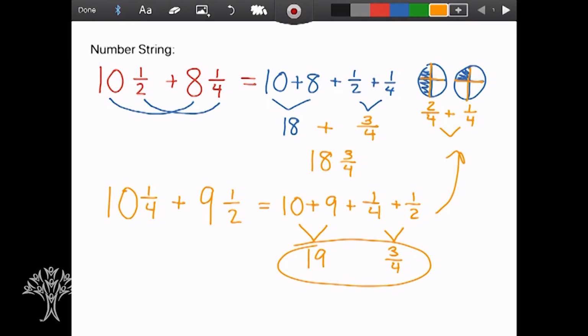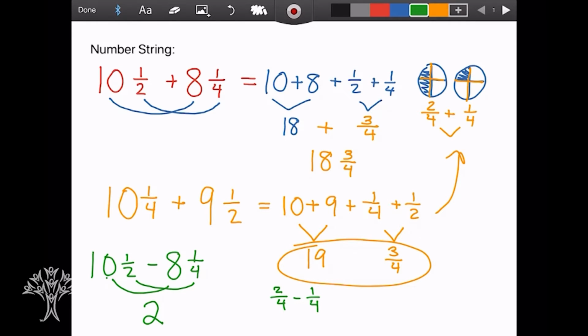Now you can use these same strategies for subtraction with mixed numbers too. So if you had a problem such as 10 and 1/2 minus 8 and 1/4, let's subtract the 10 and the 8. So 10 take away 8, I get 2. And then 1/2 take away 1/4, what would that be? Think about how many fourths are in a half. That's like going 2/4 minus 1/4, right? So 2/4 minus 1/4 is 1/4.